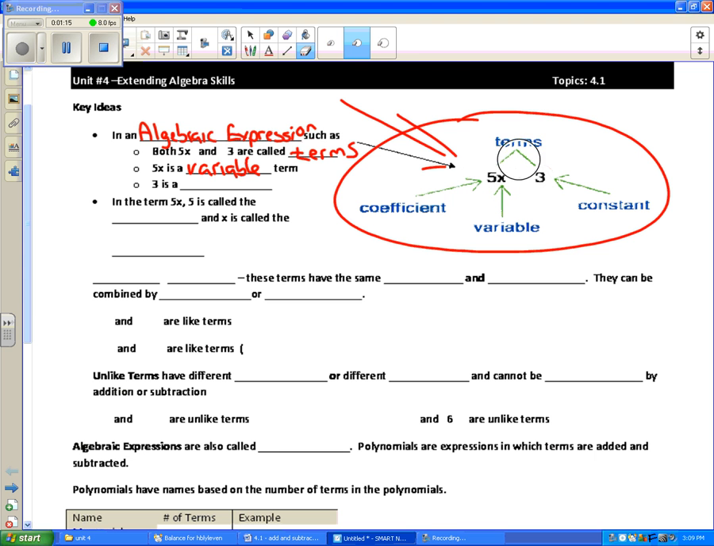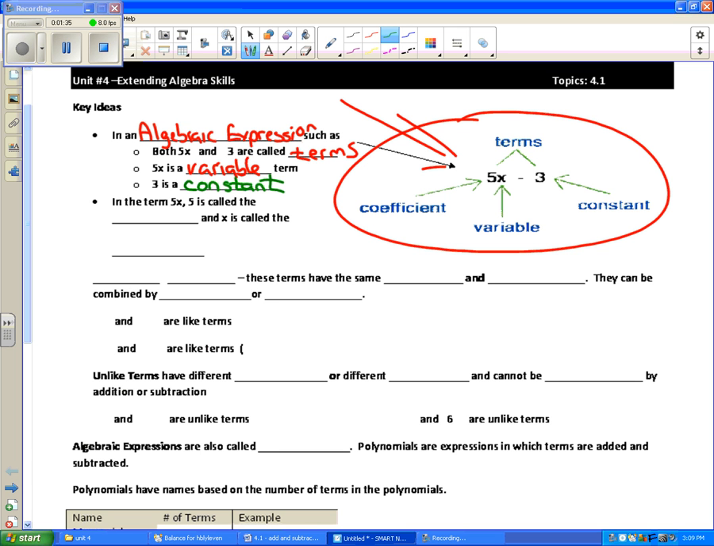So perhaps one time the x is going to be 1, another time the x is going to be 2, and then we see how it can actually change. The term 3 is actually called a constant. The 3 is not going to change. So the 3 is a constant. So we have a variable term and we have a constant term.